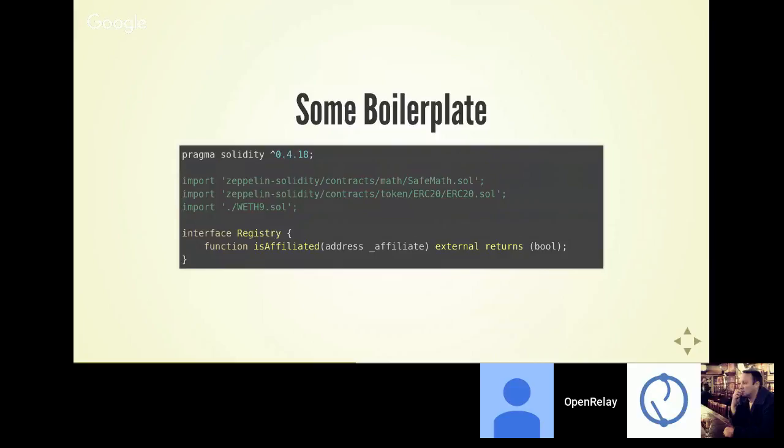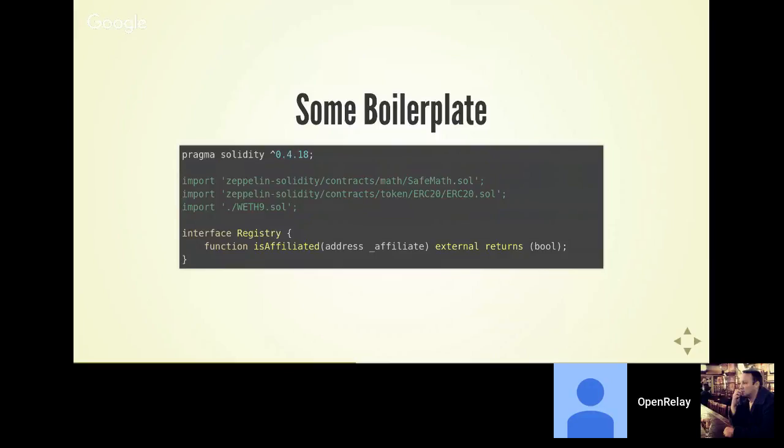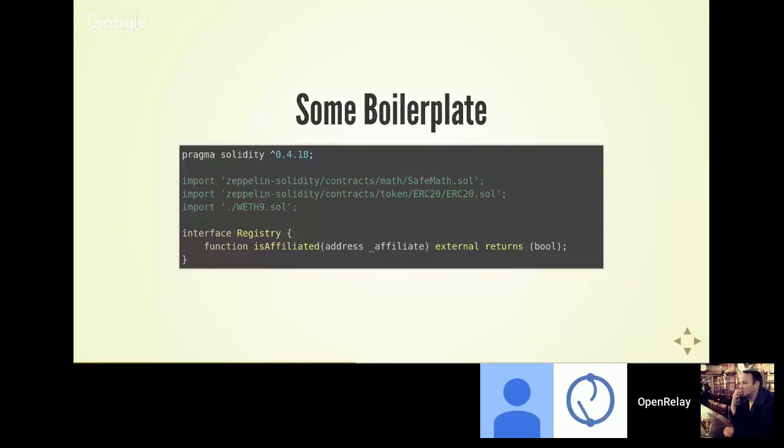Moving past that, we have several import statements. The first two imports come from the OpenZeppelin project. OpenZeppelin is a great resource for contract building blocks. The first piece that they have there is the safemath.sol. The SafeMath library helps you do arithmetic with unsigned 256-bit integers.